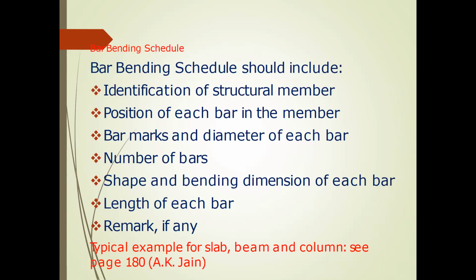The bar bending schedule should include identification of the structural member, position of each member, bar marks, the dia of the bar, number of bars, shapes and bending of the bars, length of each bar, and remarks. For example, you can refer to the AKJ book, page number 180.